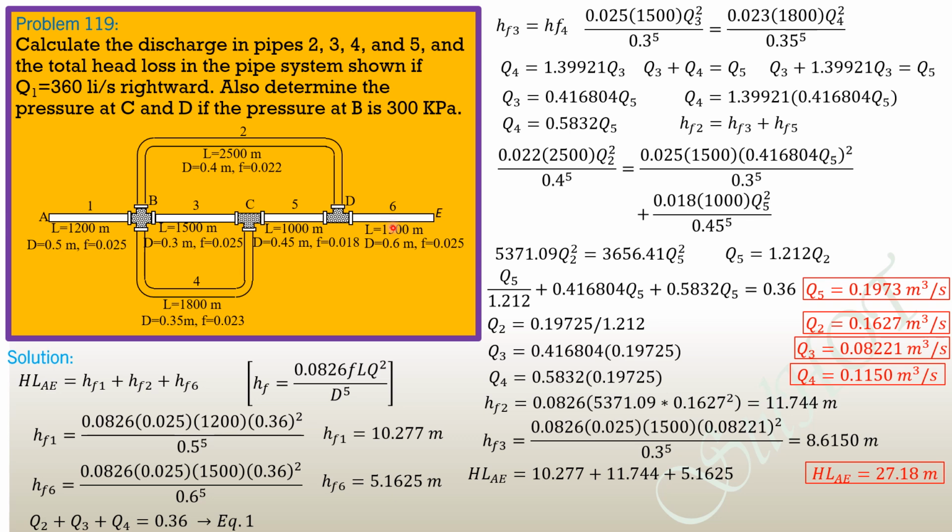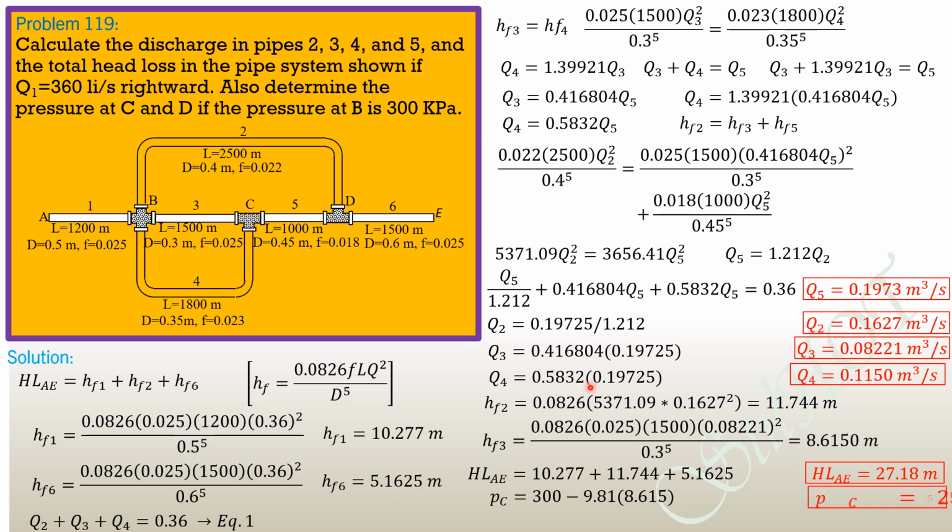Then if the pressure at B is 300 kilopascals, remember these junctions and all these pipes lie on the same horizontal plane. That's the assumption. And this is the top view or plan. Then the pressure at C is equal to the pressure at B minus the pressure drop, which is equal to the specific weight of the flowing liquid, which is water, times the head lost in pipe 3. So PC is 300 kilopascals given, minus 9.81 times 8.615.